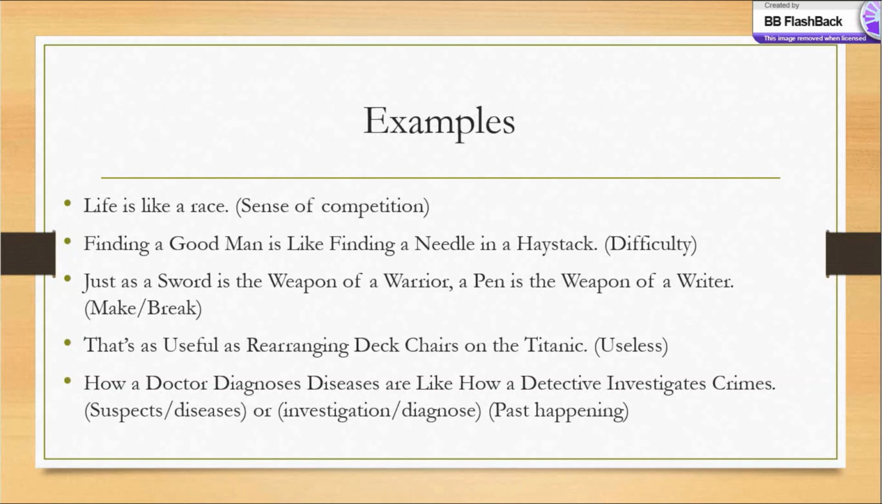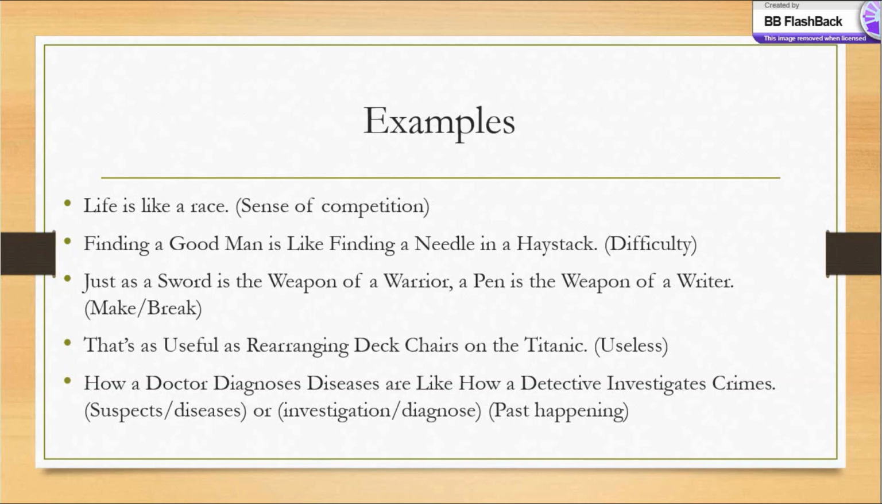Finding a good man is like finding a needle in a haystack. Finding a good man in society and finding a needle in a haystack are two dissimilar things, but the feature is similar, that it is time-taking and it is hard.